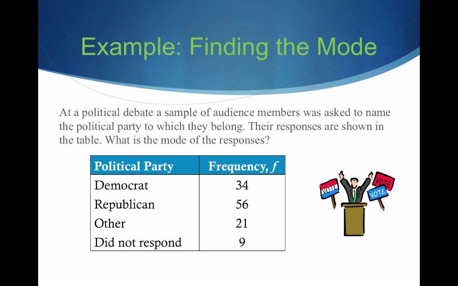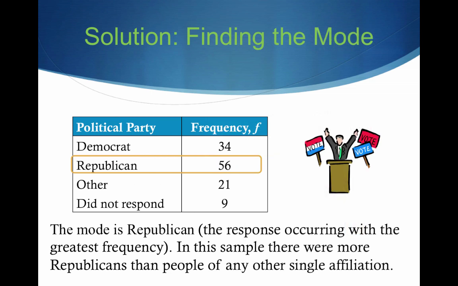All right, let's do another example. At a political debate, a sample of audience members was asked to name the political party to which they belong. Their responses are shown in the table. What is the mode of the responses? Well, the mode is just going to be the response with the greatest frequency. How are most people aligned in this particular audience? Are they Democrat, Republican, other, or did they not respond? We can see the mode is Republican because it's the response occurring with the greatest frequency. In this sample, there were more Republicans than people of any other single affiliation.